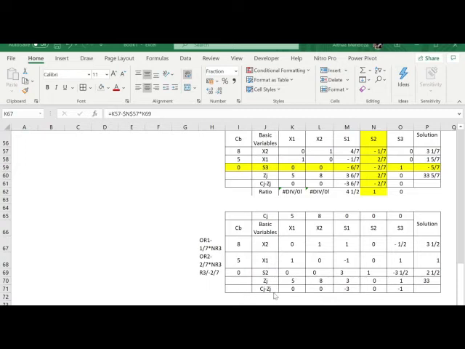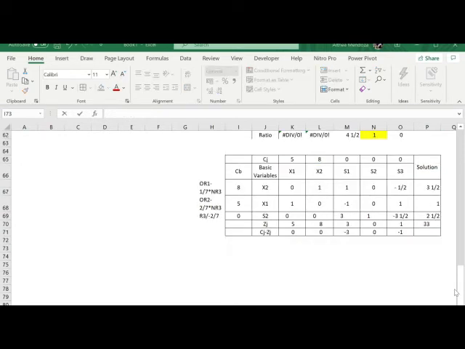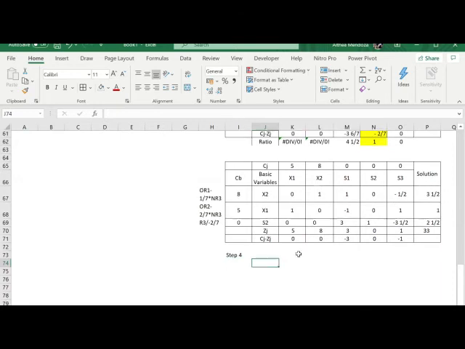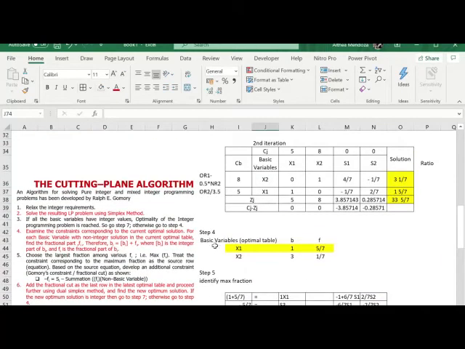So, tingnan uli natin yung step 4. Balik uli tayo dun sa ginawa natin kanina, which is identifying basis solution yung ating mga fractions. So, let's do the table. Let's go back to step 4 again. Kunin natin yung table kanina.